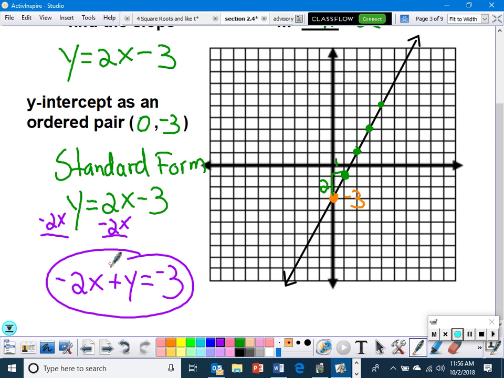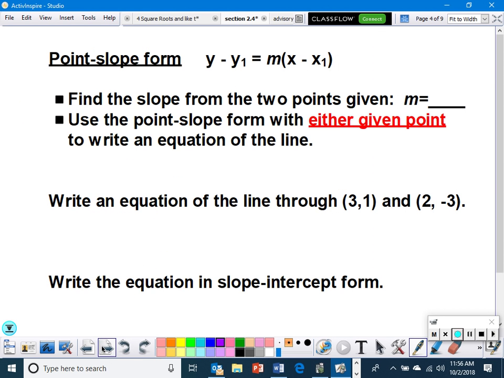All right, let's get to that other formula, the point slope formula, and let's see what's going on there. Point slope form again is y minus y1 equals the slope m times x minus x1. And again, the x1 and the y1 are going to be an ordered pair. So find the slope from the 2 points given. Well, obviously, we're going to have to use y2 minus y1 divided by x2 minus x1. We're going to have to use the slope formula to find the slope.